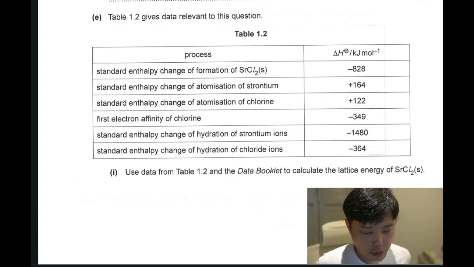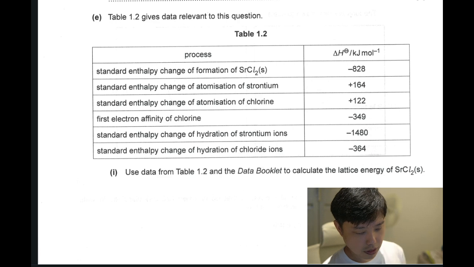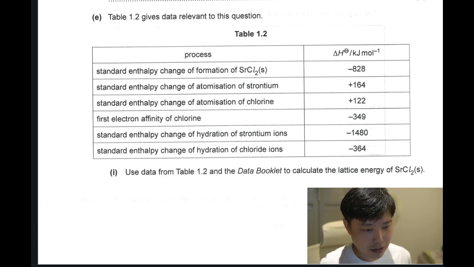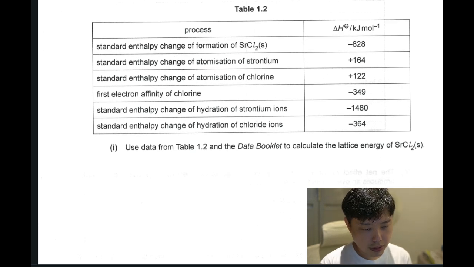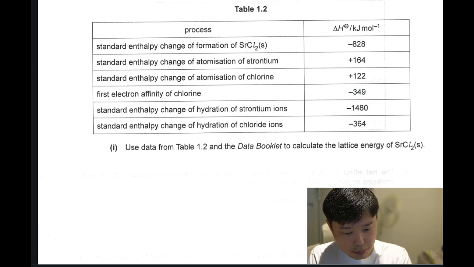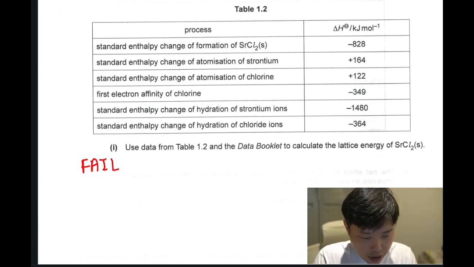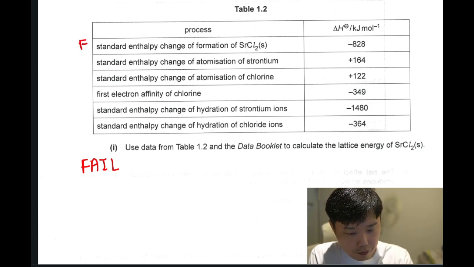So part E, they have given us table 1.2. Using data from this table and the data booklet, calculate lattice energy. So lattice energy, pretty simple. You basically just need to take your elements, atomize, ionize, right? FAIL, remember this acronym: formation, atomization, ionization, then lattice energy. Okay, so let's check what do we have. Do we have formation? Yes, we do. This is your delta H formation already given to us.